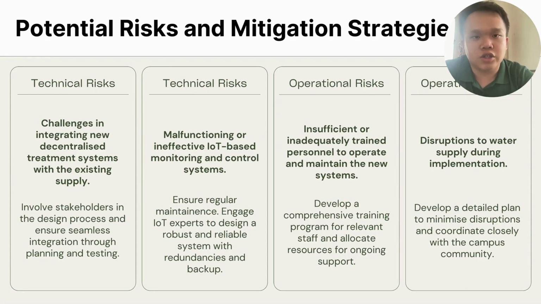So the second part is the operational risk. So operational risk can be defined as insufficient or inadequately trained personnel to operate and maintain the new system. Besides that, we have also disruption to water supply during the implementation. So the mitigation strategy to solve these two operational risks is to develop a comprehensive training program for relevant staff and allocate resources for ongoing support. Besides that, we can also develop a detailed plan to minimize disruption and coordinate closely with the campus community to solve these operational risks.